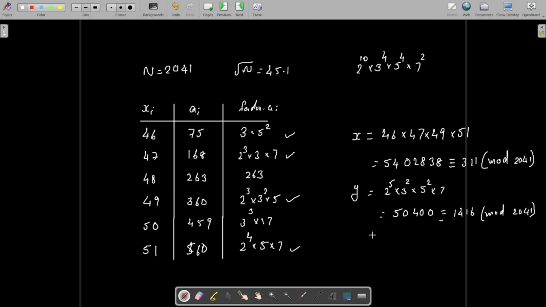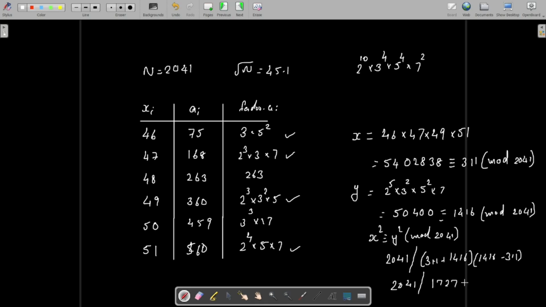Okay. Now you can write x square is congruent to y square mod 2041. That means that 2041 divides x plus y into x minus y. x plus y means 311 plus 1416, into x minus y. We will choose the greater one as the x, so it is 1416 minus 311. That is, 2041 divides 1727 into 1105. So this number divides this product.